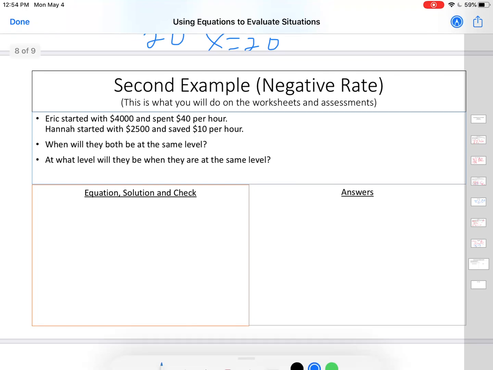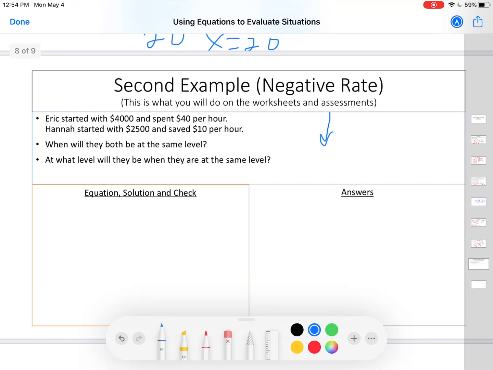Eric is spending money. His amount is going down. Hannah is saving money. Her amount is going up. He's going down by 40. She's going up by 10. They're getting closer together by $50 every turn because they're going in opposite directions.